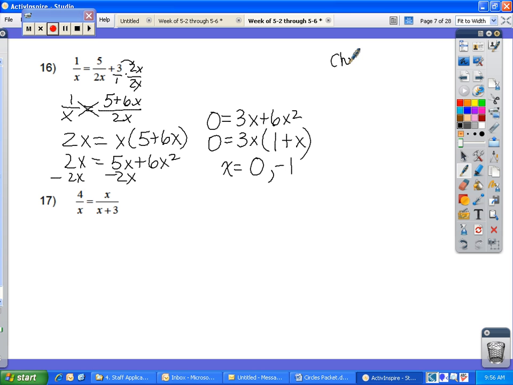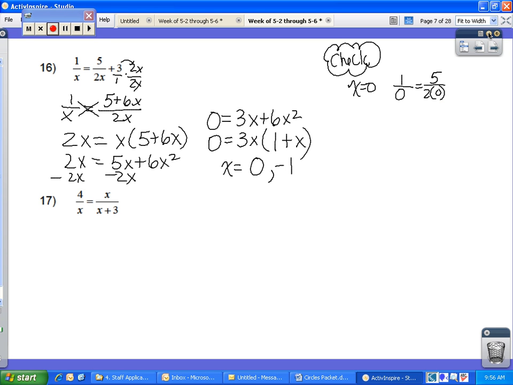So now I have to check. When x is 0, notice that will give me a 1 over 0, which is not possible. And then here as well, 2 times 0 plus 3. So therefore, that is not possible. So I know that 0 is not a solution. Now I need to check negative 1.